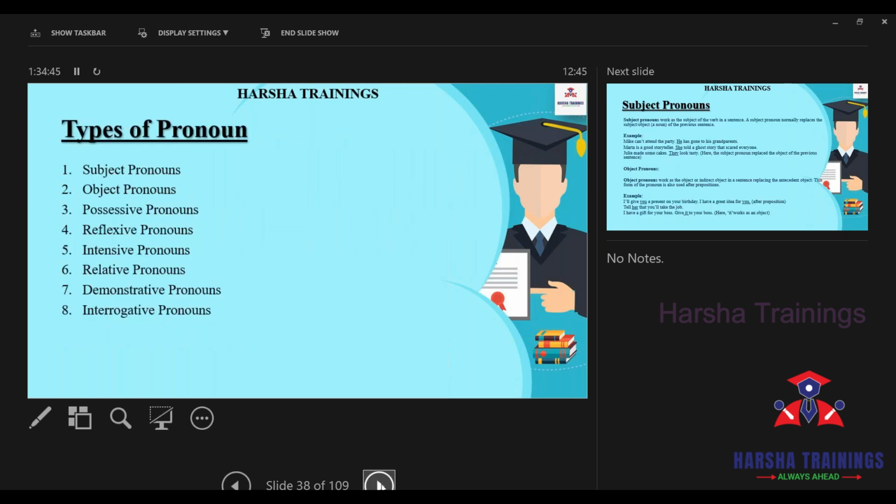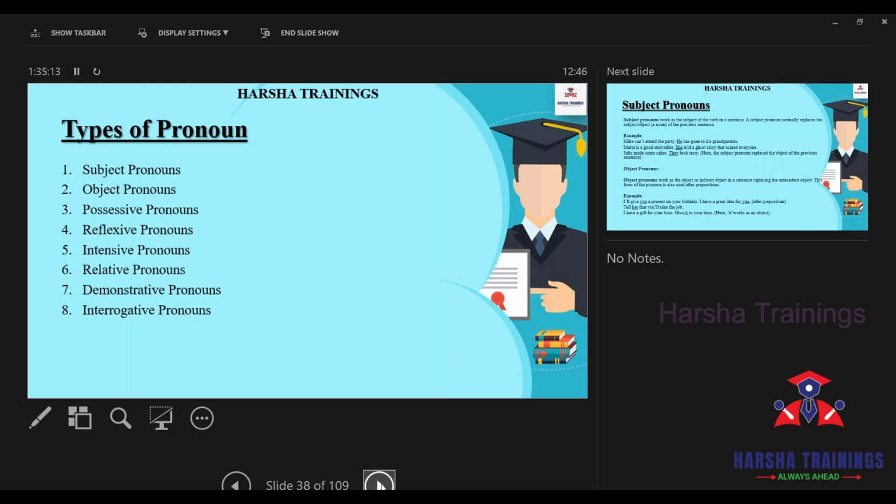Now, the types of pronouns, we'll not go into detail. We'll just have a look at what exactly they mean, right? Subject, object, possessive, reflexive, intensive, relative, demonstrative, and interrogative. I guess most of you can understand from the name itself what it means. Subject pronouns are used in place of a subject, that is at the starting of the sentence. Object is at the end.